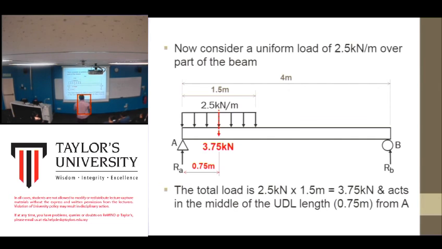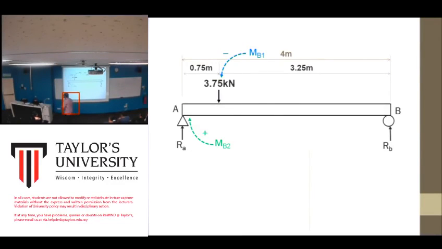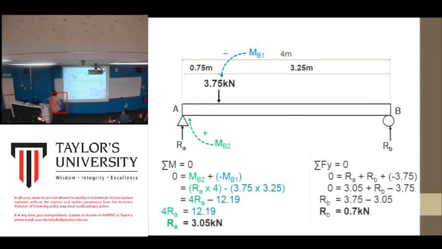Okay, here on how to calculate it. Let's say RB is the reference point. Same. So you want to calculate RA, right? So RA times 4, the distance between RA and RB, minus 3.75 times 3.25, the distance between here and here.